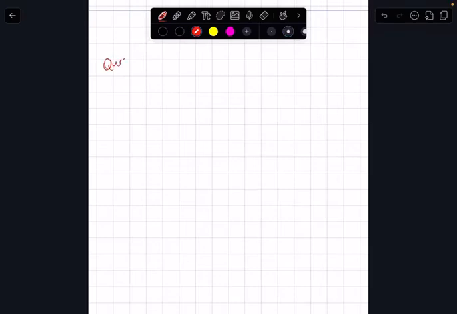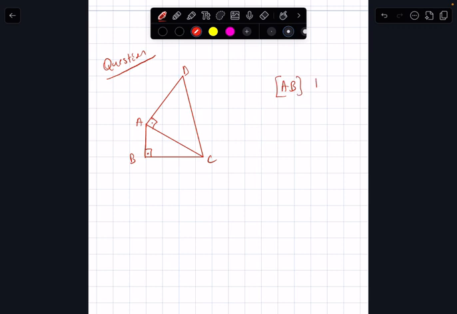Welcome back. Let's solve two questions by using the Pythagorean theorem. So we have a triangle in here like this and another one in here, and this is 90 degrees and this is 90 degrees, and A, B, C, and let's call this D.